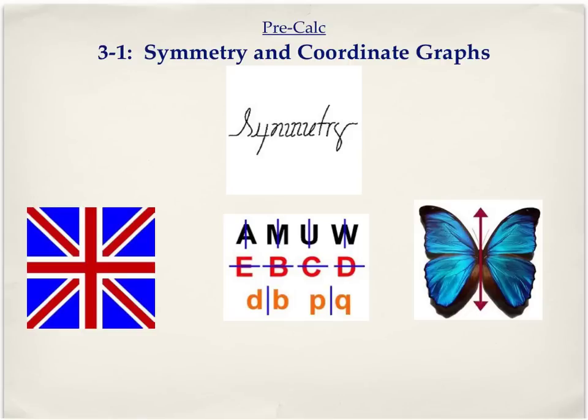Most of you have an idea what we mean by symmetry, and interestingly enough you can try to figure out the symmetry of the word symmetry here, the way it's written. But basically symmetry we think of meaning the same on both sides, or if you fold something over itself, it will land on top of itself. So as you can see with this flag and the letters, the butterfly, we have various types of symmetry that we're going to learn about in this lesson.